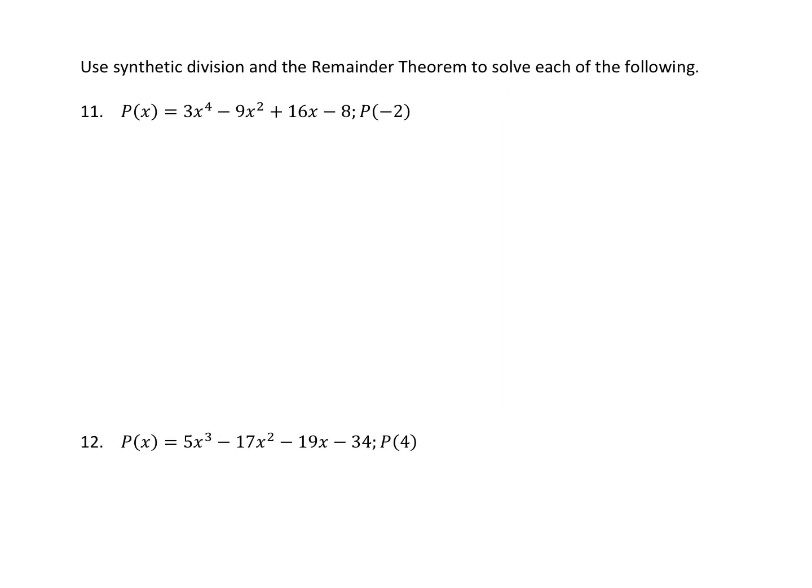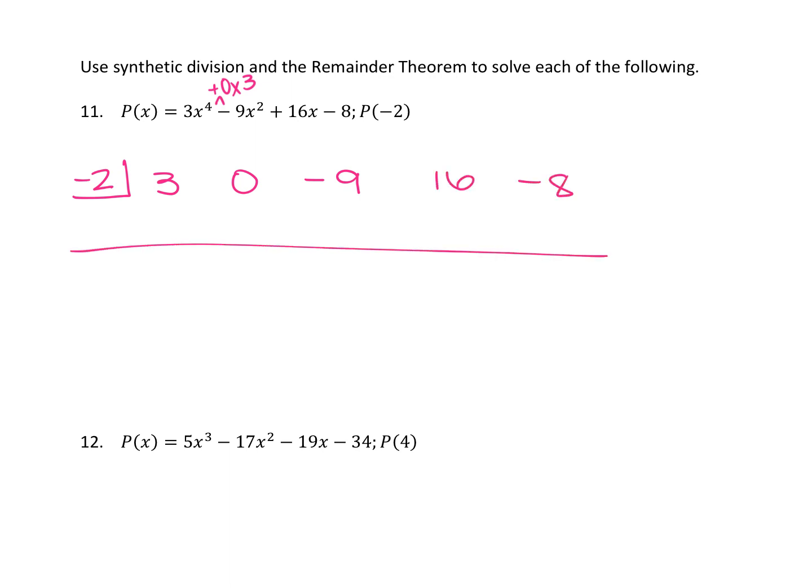Since you're missing the x to the 3rd, you're going to add in the 0x cubed. And then that's going to give you negative 2 on the outside. Inside, you're going to have 3, 0, negative 9, 16, and negative 8. So your 3 drops down. Times negative 2 is negative 6. 0 minus 6 is negative 6. Times negative 2 is 12. Minus 9 is 3.